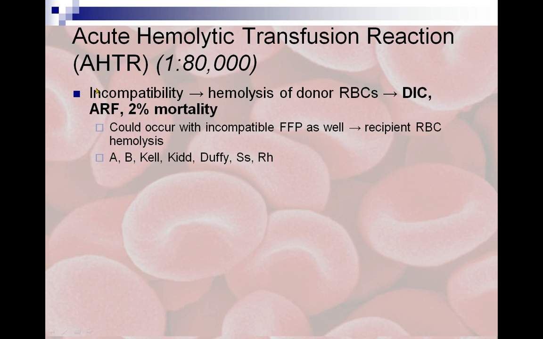As I said, this occurs when the donor unit is incompatible with the recipient, and as a result, the donor red blood cells are hemolyzed by the recipient's antibodies. This can lead to DIC, acute renal failure, and about 2% of patients who get the wrong blood type will die. This could occur with incompatible FFP as well. It's a reverse reaction. Now the recipient's red blood cells are being hemolyzed by the donor's FFP. And these are some of the various common antibodies that exist on red cells that can be the underlying cause of an acute hemolytic transfusion reaction.